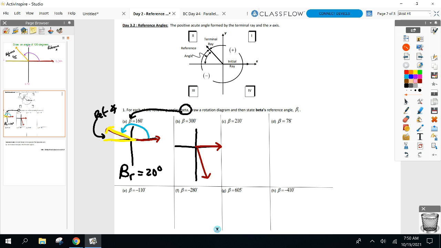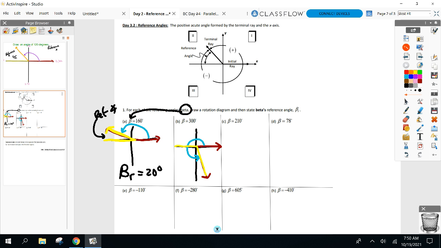Now it changes a little bit. So here's our angle. Now I've got to figure out where my reference angle is. If you pick the other side of the x-axis and the terminal side right here, that's going to be bigger than 90. Everyone see that? That's not my reference angle, because that's bigger than 90. But I still need the x-axis. It's the x-axis and the terminal side that gives you an acute angle.